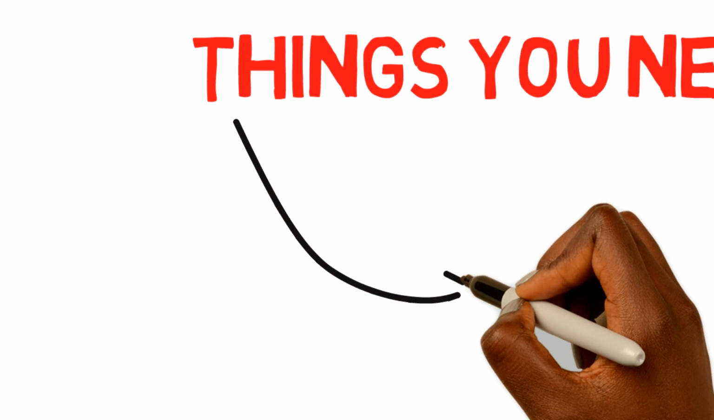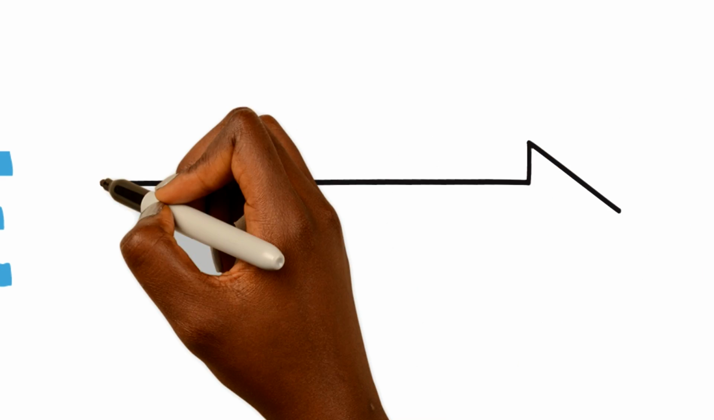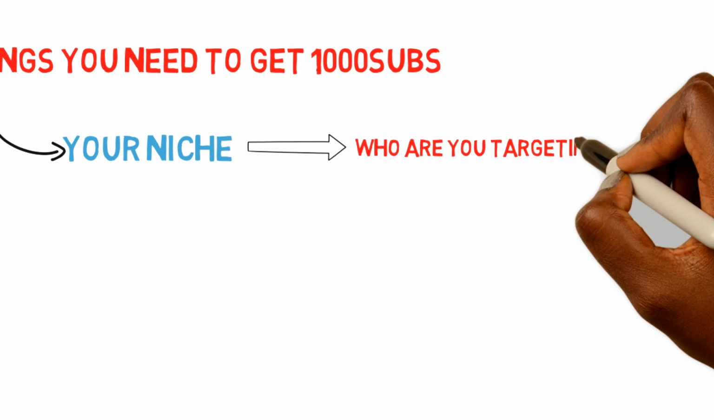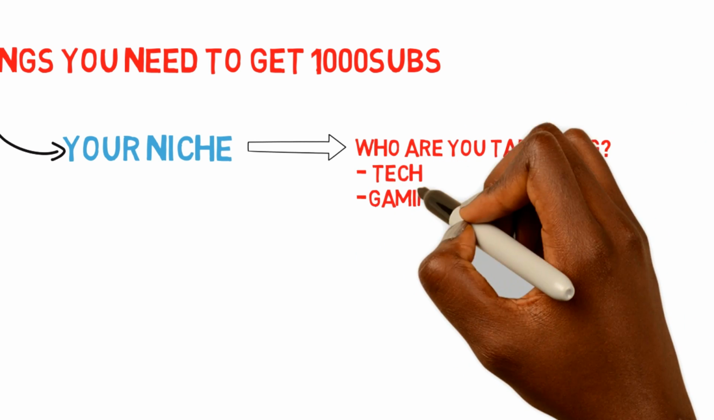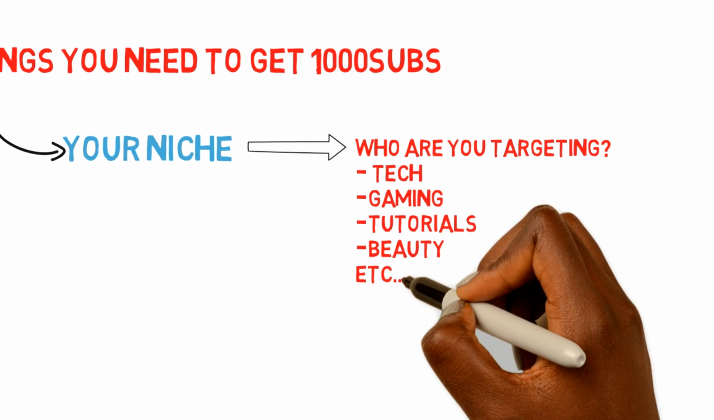What we need is to find our niche. Who are we targeting? We can't be making a video of a ball one day and then the other day making a video of a rock stone. How does that make sense? You can't do that, guys. So you're either targeting tech people, gaming people, tutorials, beauty, etc.